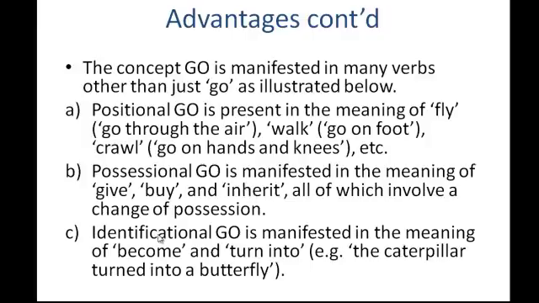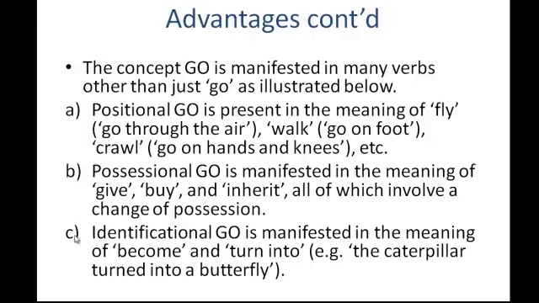Now, identification of go. Remember what we saw previously? The verb go may be manifested in the meaning of become. It also tends to be. He became a notorious criminal. He turned into a beautiful lady.